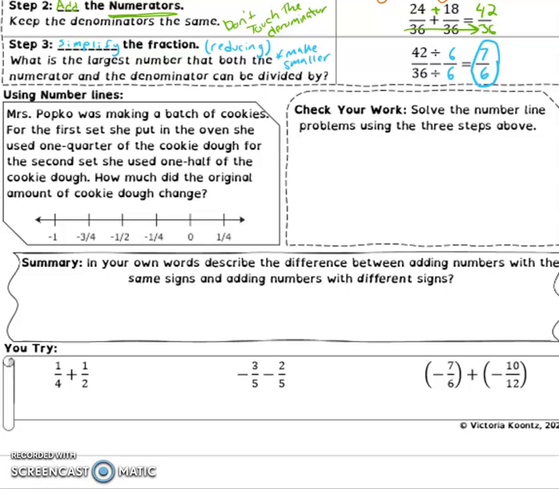So first, she didn't use any cookie dough. And then she used 1/4. So we started out with a whole amount. And then she used 1/4. And then she used 1/2. And then we need to know how much did the cookie dough change?